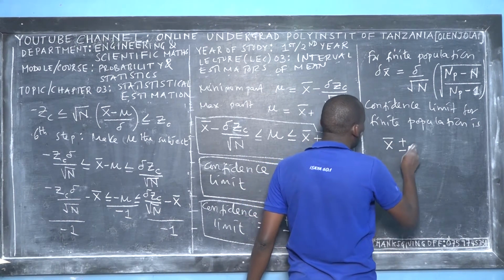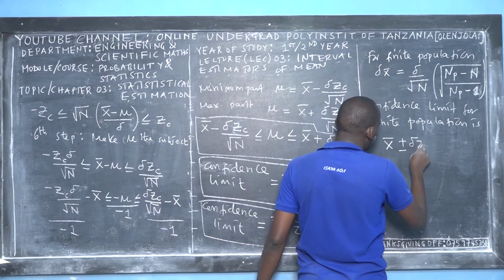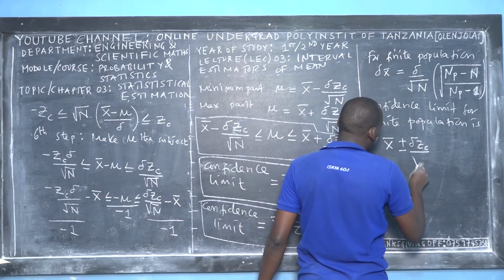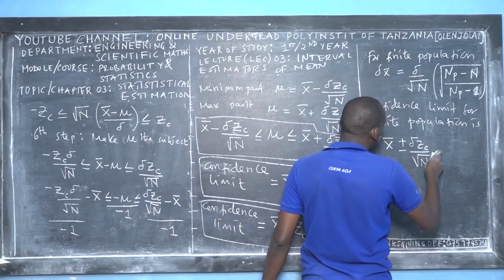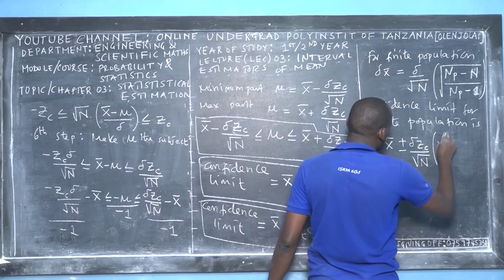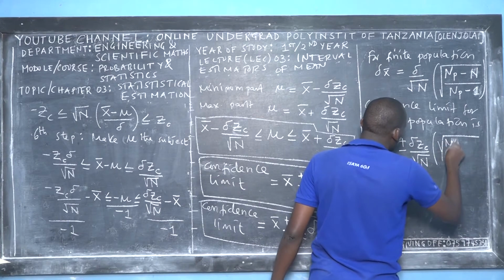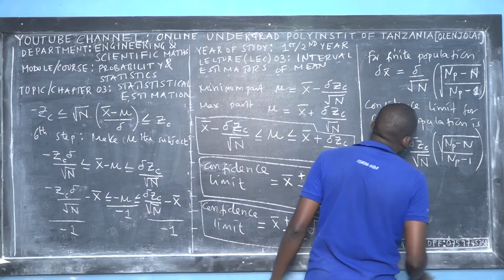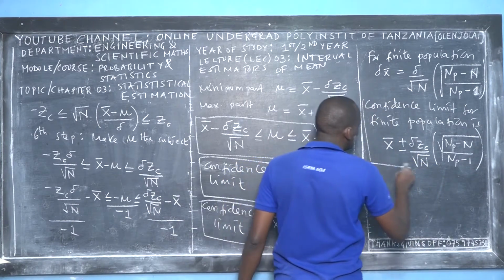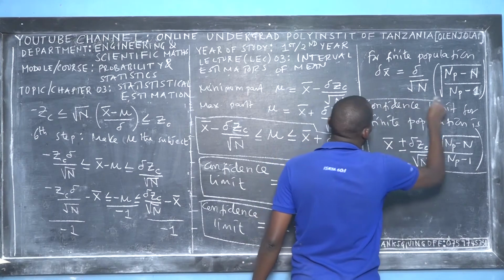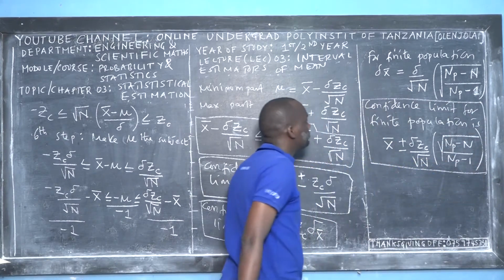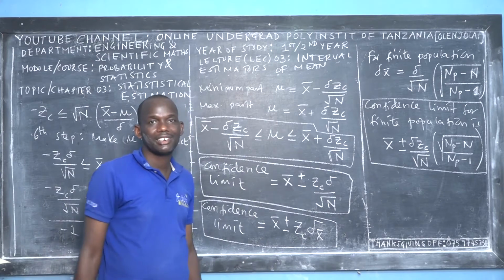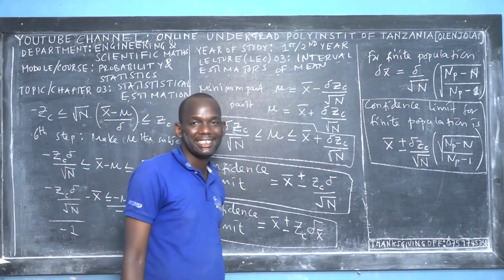Is the sample mean plus or minus the standard deviation times the standardized value over the square root of the sample size, and then we have a square root of what? Population size minus sample size over population size minus 1. So again, this is our general form. Right? That is simple like that.